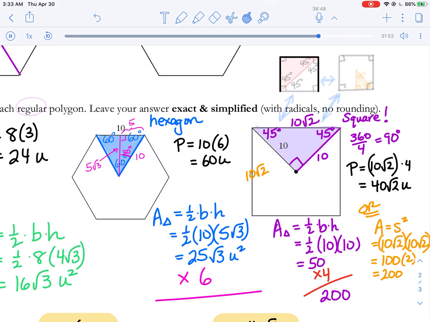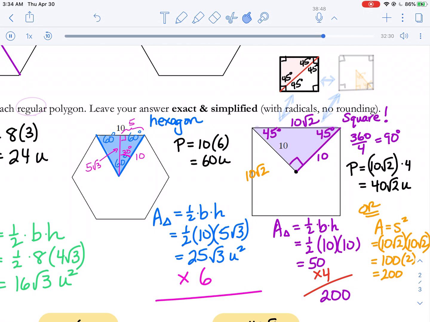If you drew in, because depending on what they give you, it might be easier to do a different triangle. If you drew in that diagonal right there, what are those two triangles going to be? They're also 45, 45, 90s. Okay, so if you wanted to draw in one diagonal, you would create 45, 45, 90 triangles. We drew in that little triangle right there.